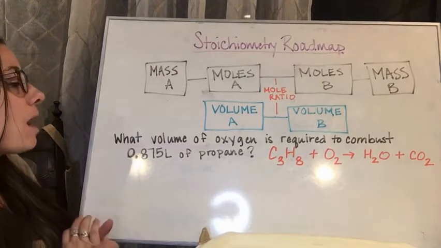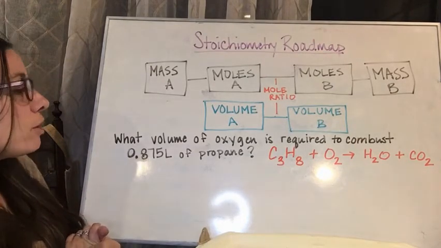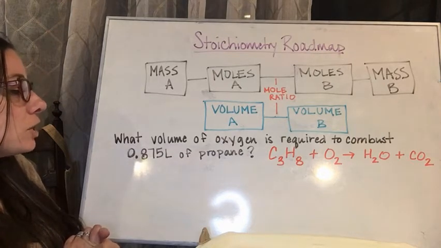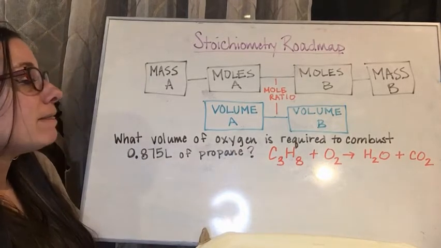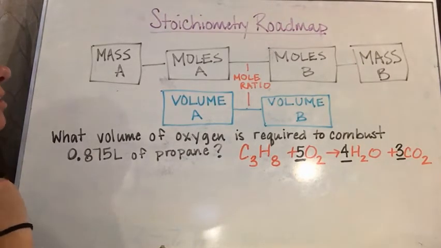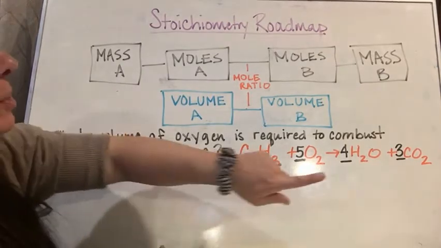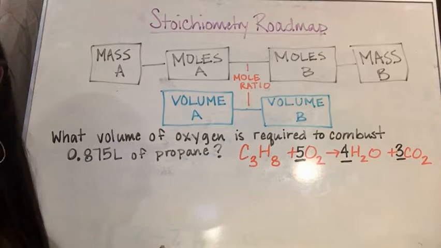So here we have a problem that requires us to use that ratio. What volume of oxygen is required to combust 0.875 liters of propane? So take a moment to balance the equation, and then we'll solve the problem. So here we have our balanced equation. How'd you guys do? You should have 1 mole of propane plus 5 moles of oxygen forms 4 moles of water plus 3 moles of carbon dioxide.